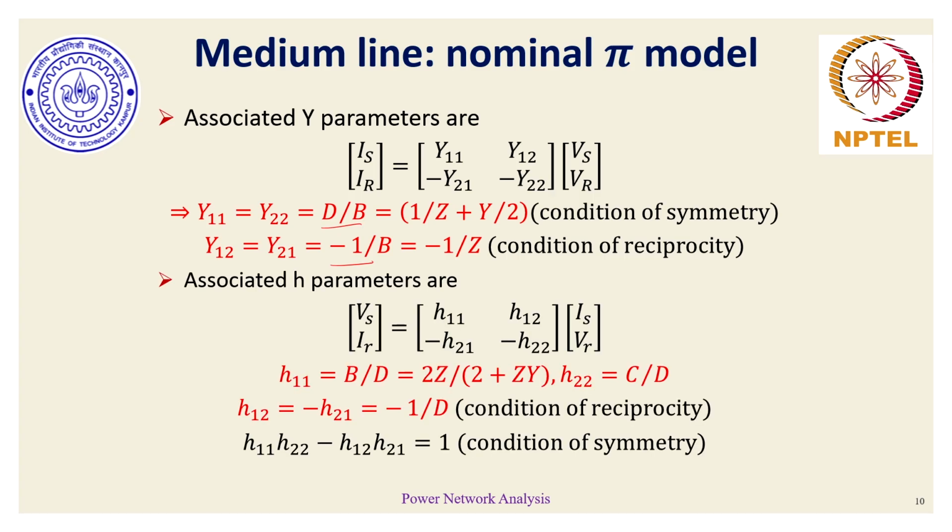Same is also true for H parameters. As long as we understand what is H parameter representation, we can correlate or re-represent our ABCD parameters in terms of H parameters, which are what are shown over here, where still the conditions of reciprocity and symmetricity are still being valid.